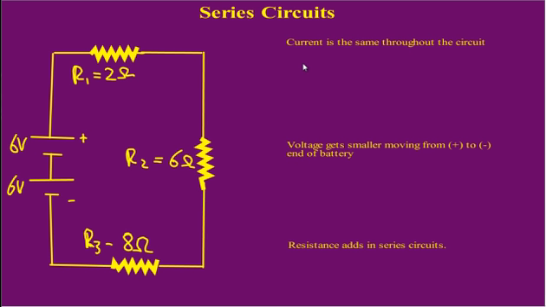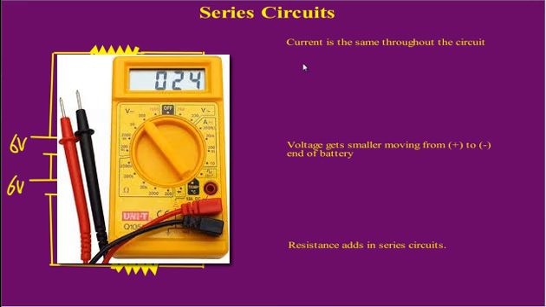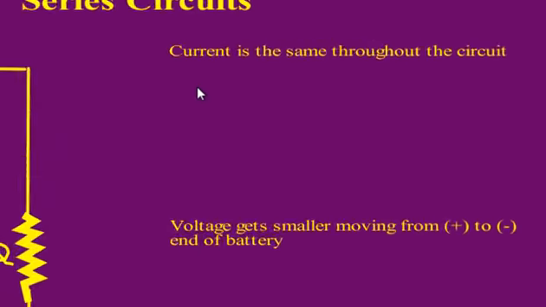Now I'm assuming that at this point ideally you would have done a lab before you watch this podcast. In that lab, you had to take some measurements with a multimeter of a circuit similar to this that also had 3 resistors in it. And what you found is that the current was the same throughout the circuit.